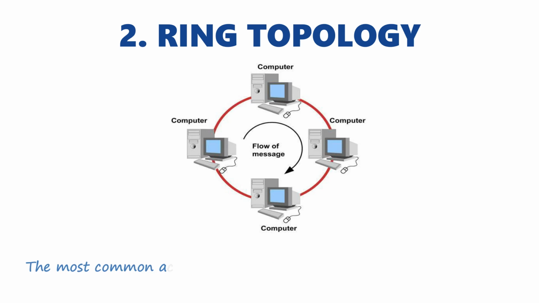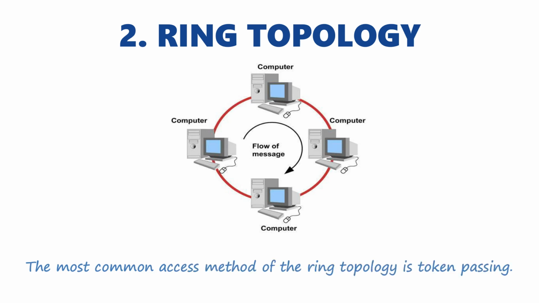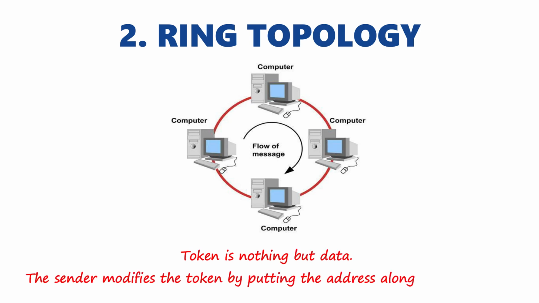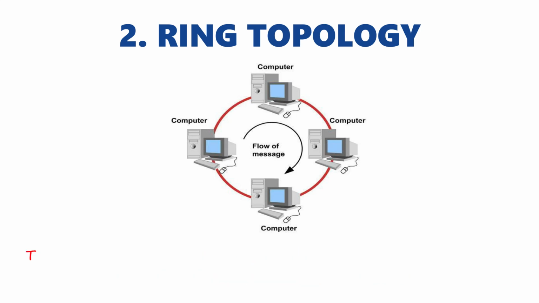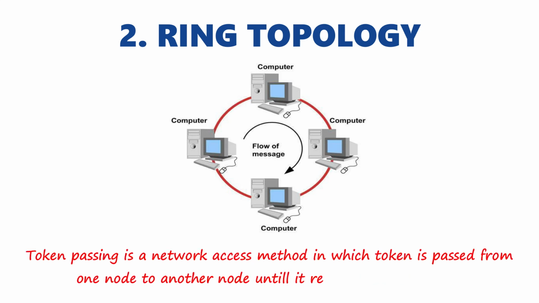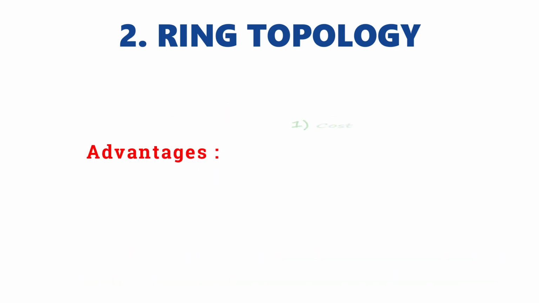The most common access method of the ring topology is token passing. But what is token passing? Token is nothing but data. The sender modifies the token by putting the address along with the data. Token passing is a network access method in which the token is passed from one node to another node until it reaches the destination.